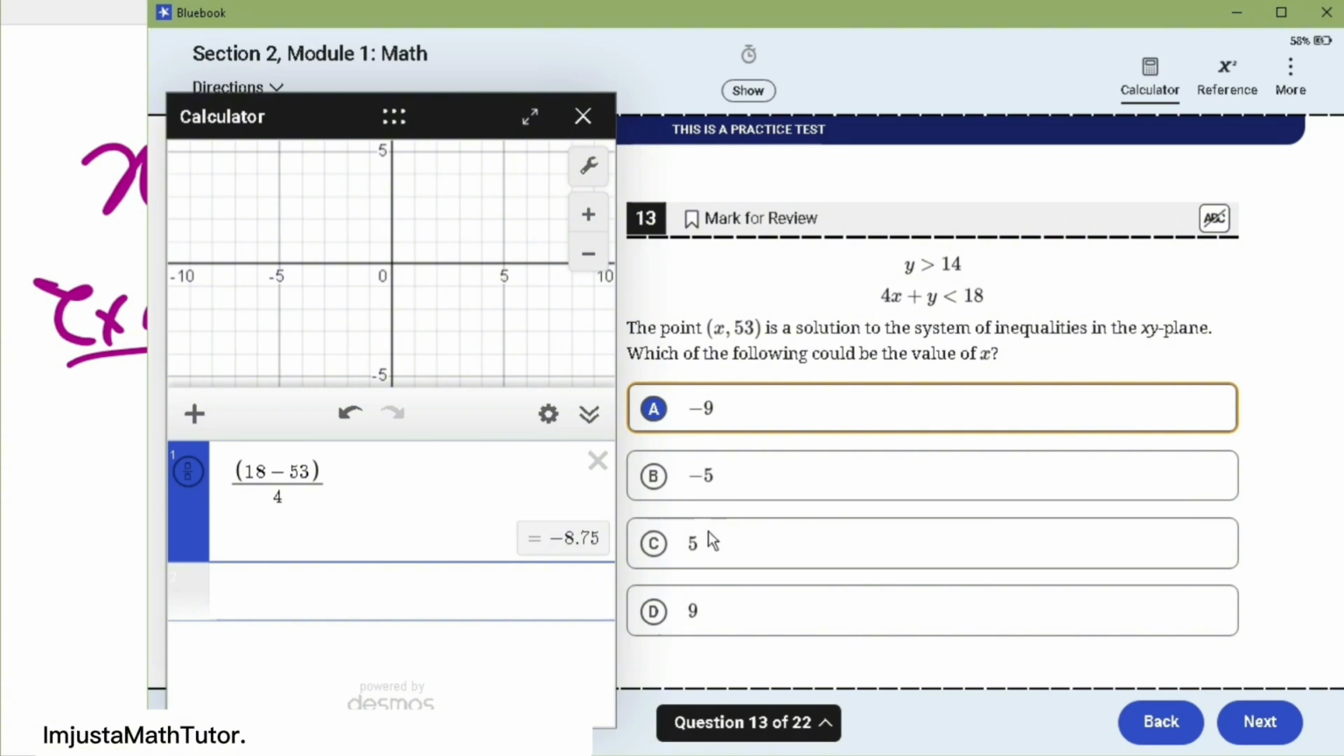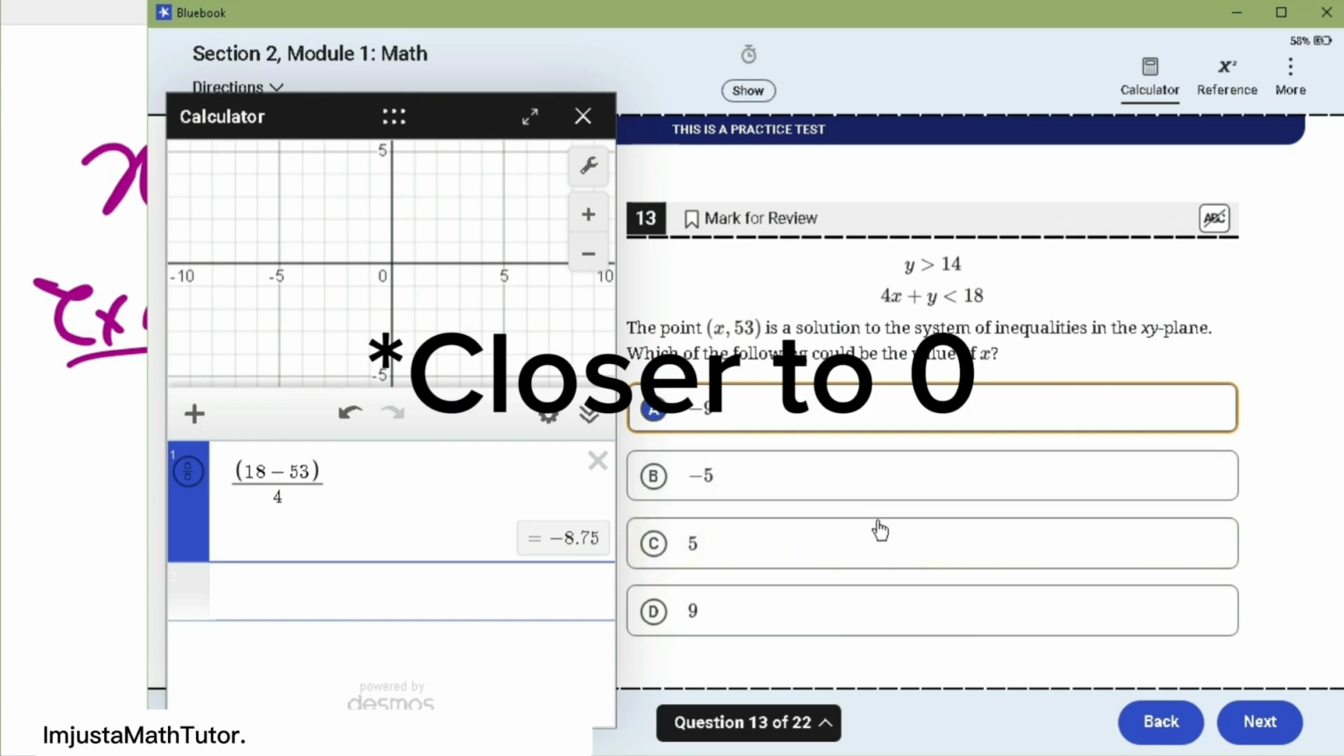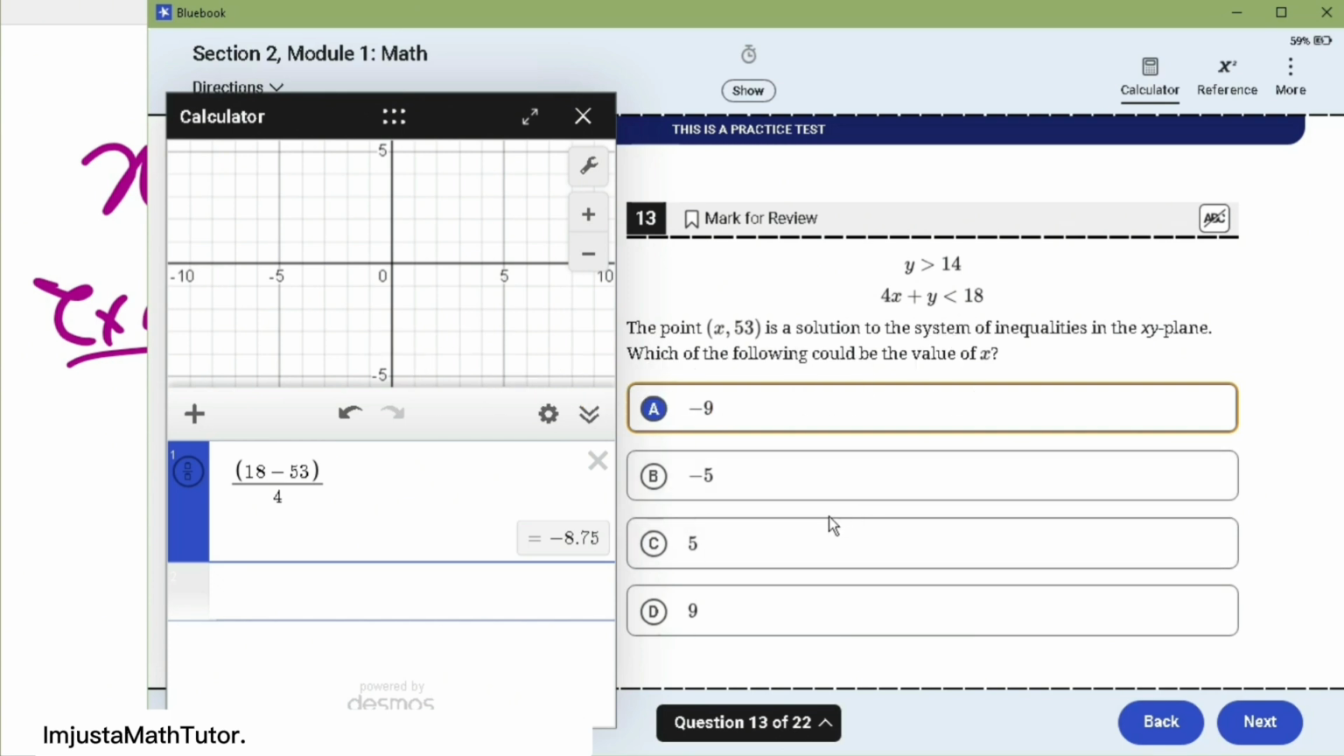Now let's look through all the options to make sure. Negative 5 is bigger than negative 8.75 because it's closer to 0, so it's not an option. 5 and 9 are positive numbers, so they're all bigger than negative 8.75, so they're not an option either. So our only option left is negative 9.